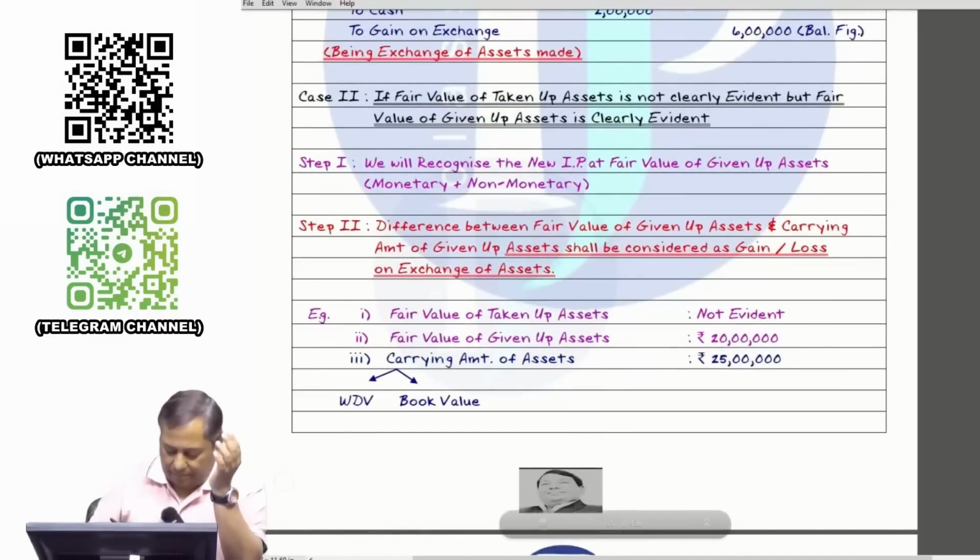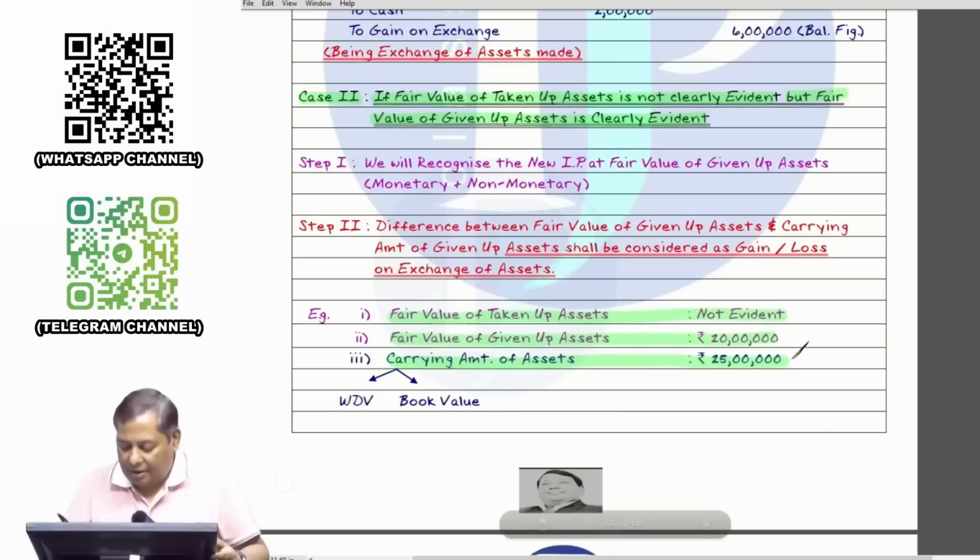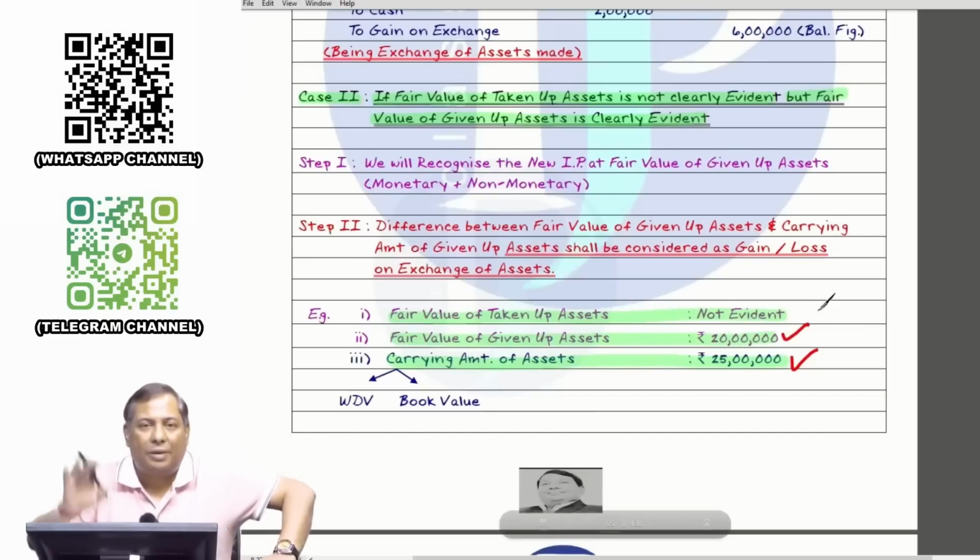Case number two. The fair value of the taken up asset is not evident. You don't know the worth of the asset you bought, but you know the fair value of the given up. For example, the fair value of taken up we don't know, but the given up value is 20 lakhs and the carrying amount is 25 lakhs. So we will assume that your 25 lakhs asset is being exchanged with a 20 lakhs worth asset. If your given up asset is worth 20 lakhs, then you bought the new asset for 20 lakhs. So we will prefer the given up.